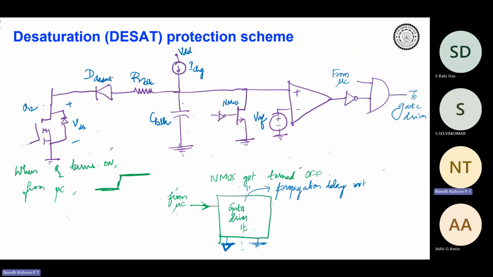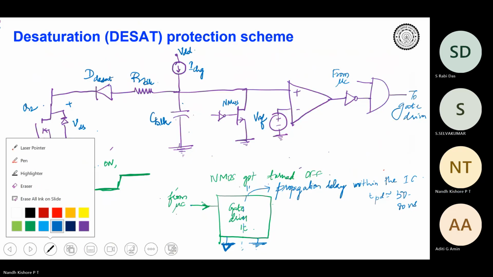So the propagation delay within the IC can be of the order of a few tens of nanoseconds. Let's say around 50 to 80 nanoseconds, a ballpark figure. Somewhere between 50 and 80 nanoseconds, there will be a propagation delay. And then what's happening?